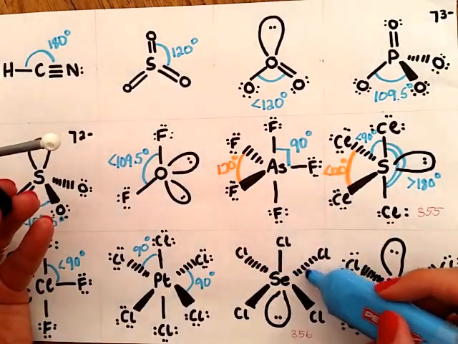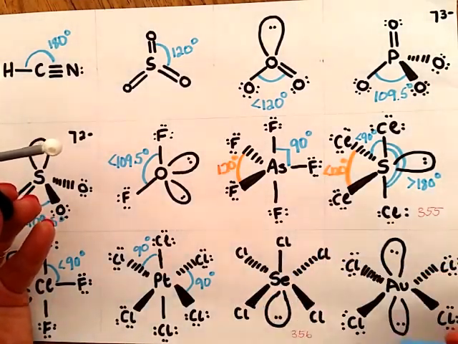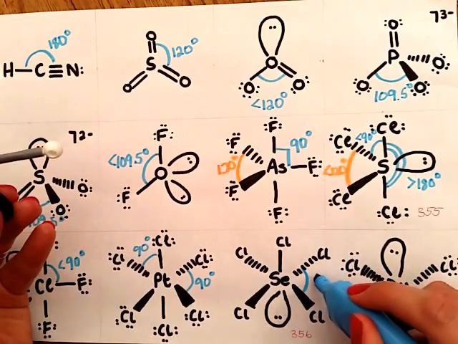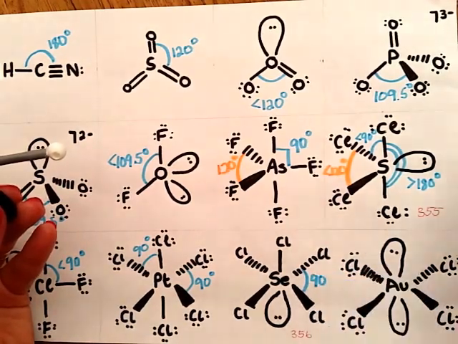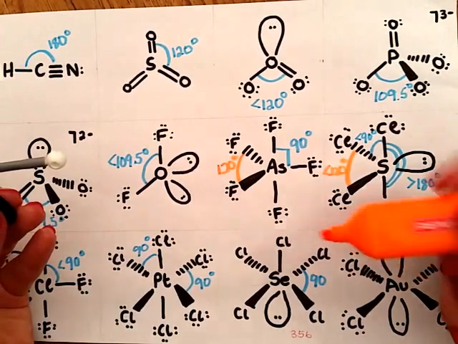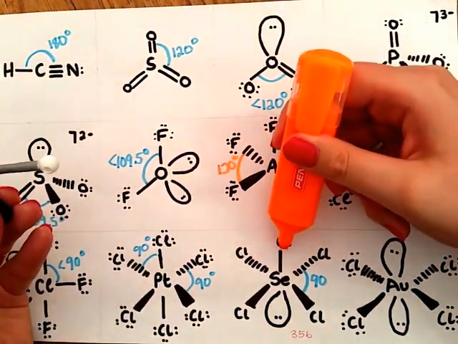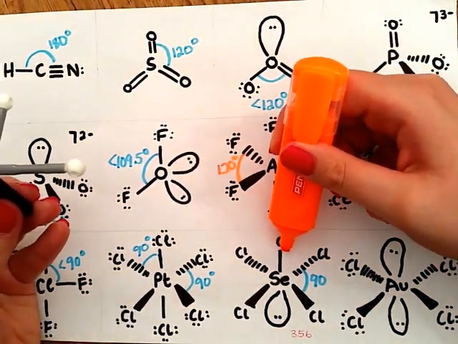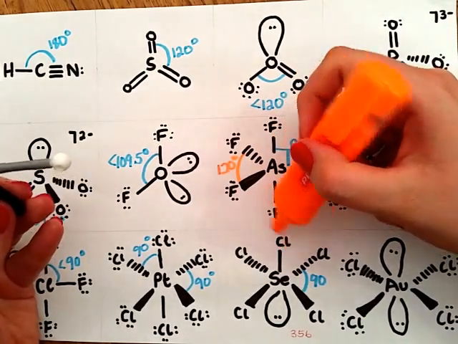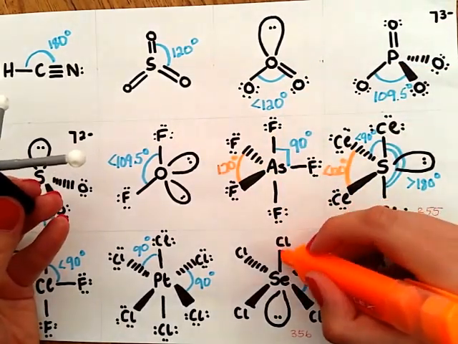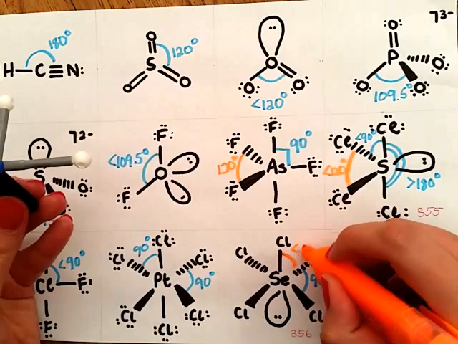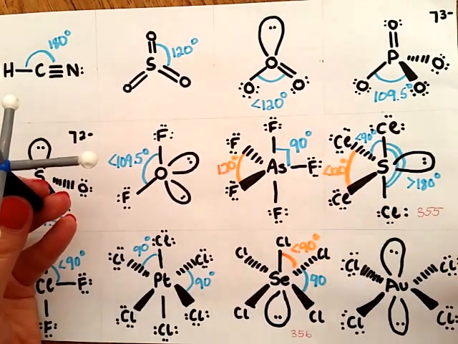The bonding domains which make up the square planar base still remain 90 degrees. However, the bond angles between the top of the molecule or the peak of our square pyramidal and this square base is now less than 90 degrees.